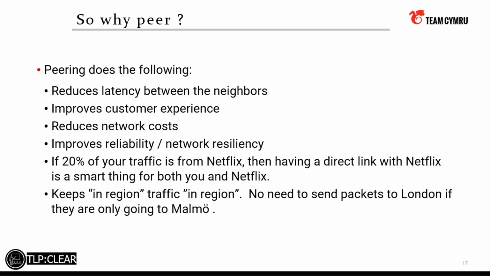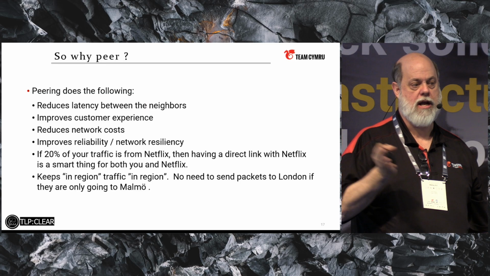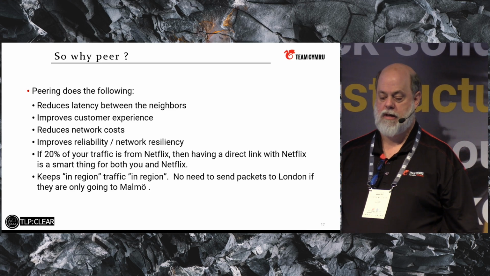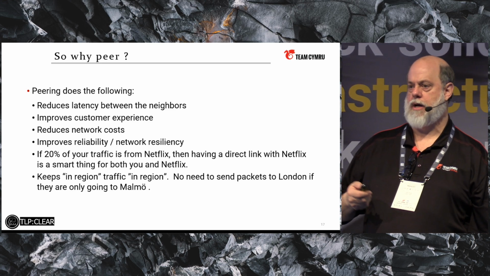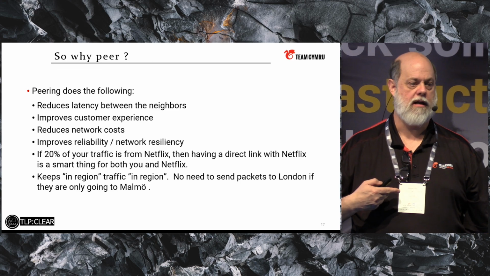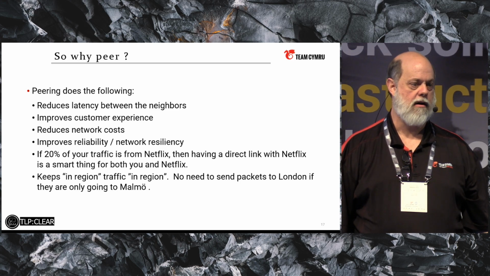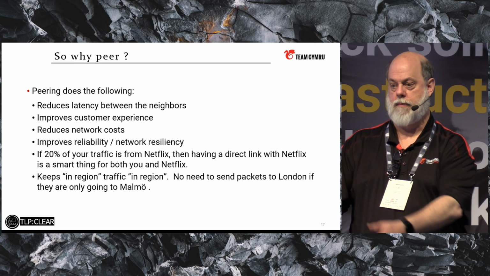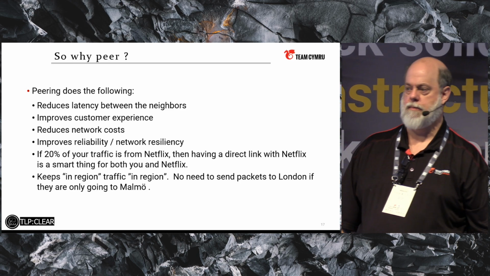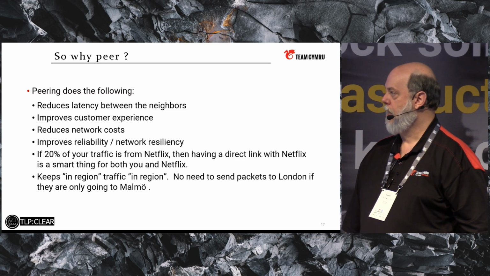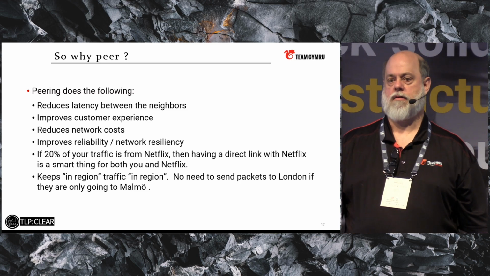So again, why peering? Reduce latency, improve customer experience, reduce network costs, improve reliability and resiliency. If 20% of your traffic is Netflix, have a link to Netflix, because now you're not having to pay the cost of that bandwidth. If you've got packets that need to go to Malmö, there's no reason for them to go to London, right? They should just go straight down to the provider that's coming up from Malmö that's connecting into here, or maybe there's actually an exchange node in Malmö that they can connect to. In other words, let's keep in-region traffic in region.